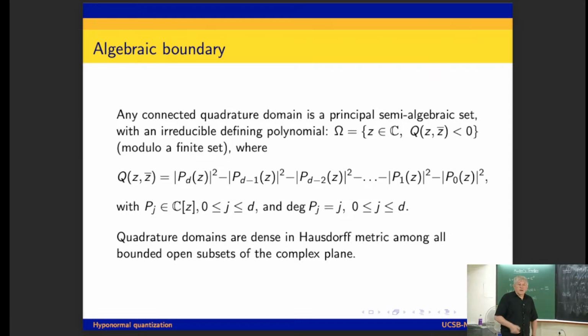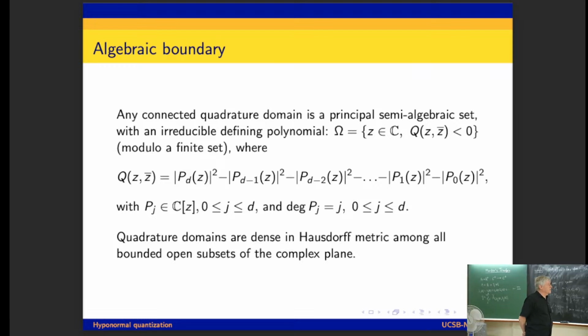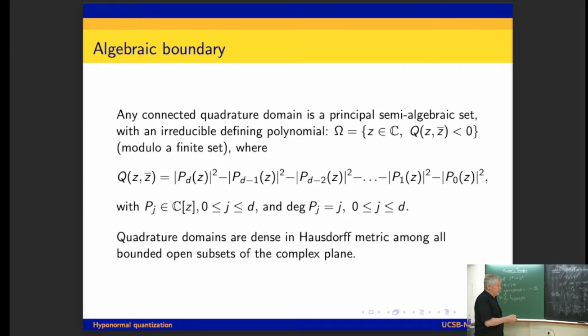Not so trivial, these quadrature domains are dense among all open sets in the plane. That's an approximation theory result due to Björn Gustafsson, and is quite involved. The proof, you need Riemann surfaces, the Schottky double, and so on. So you don't obtain it immediately.